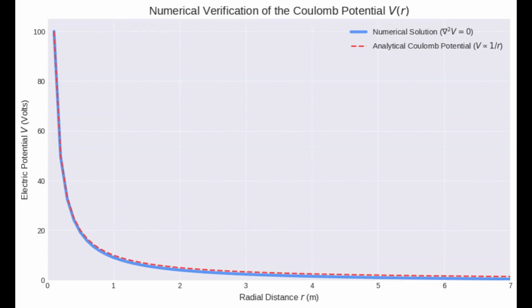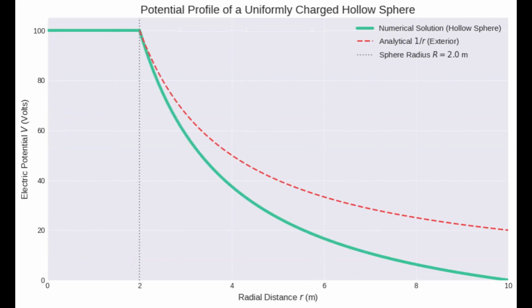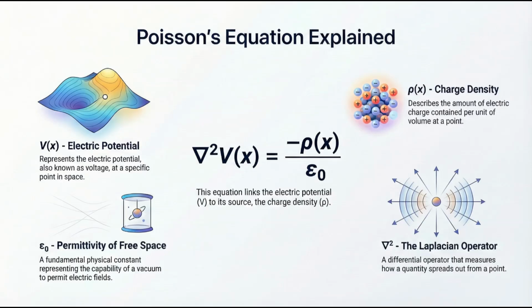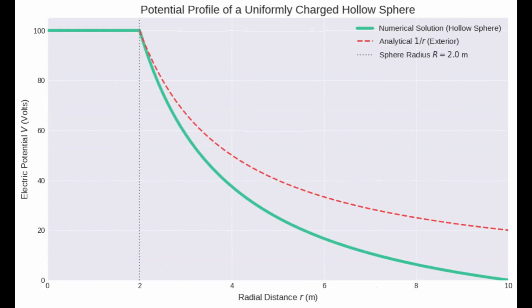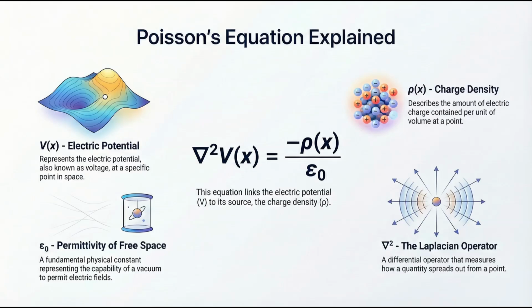Second, and this is a big one, how you model that charge matters a lot. If you use a mathematical trick called the delta function, you're basically treating all the charge as if it's crammed into one single theoretical point. The result? The potential field creates a singularity. The voltage literally spikes to infinity right at the center, and that delta function is the sole reason for it.